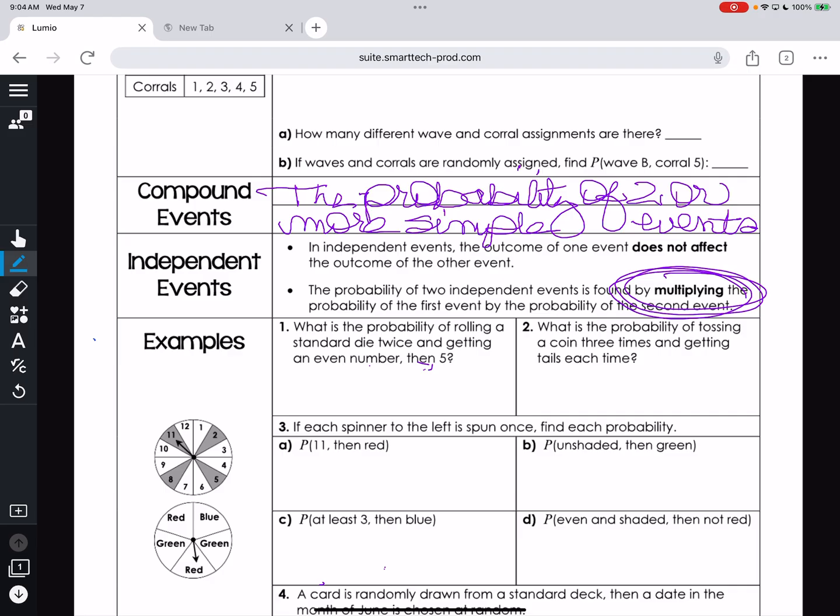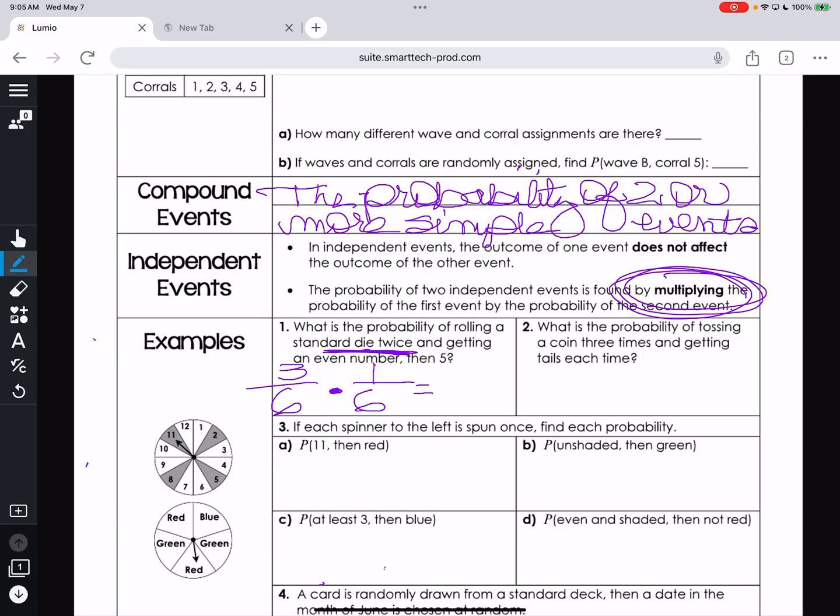Okay, so we're going to roll that die twice. What's the denominator going to be both times? 6. And what's the probability of getting an even number? 3. What's the probability of getting a 5? 1. And then we multiply, and we get 3 over 36.